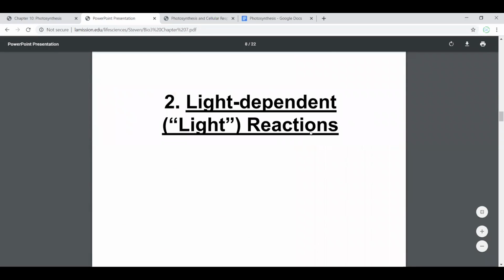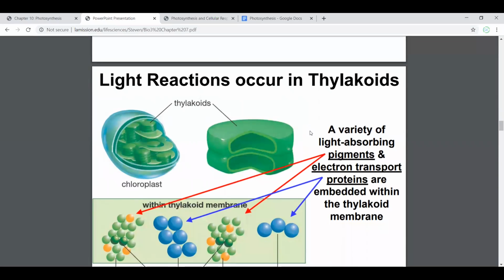Okay, so let's talk about the light-dependent reactions. They occur in the thylakoid.